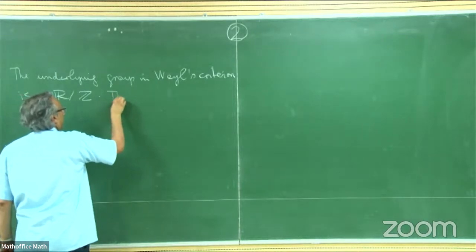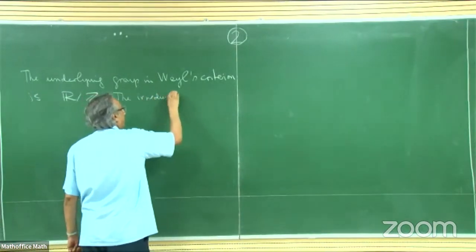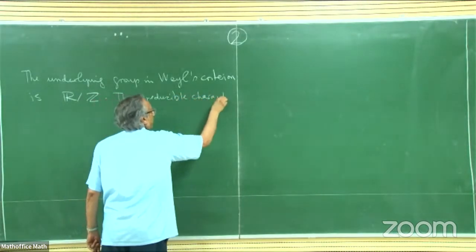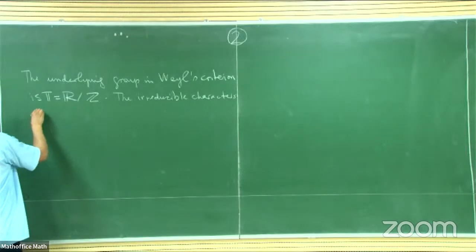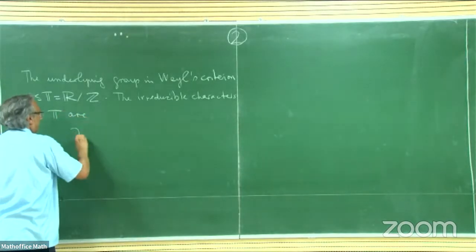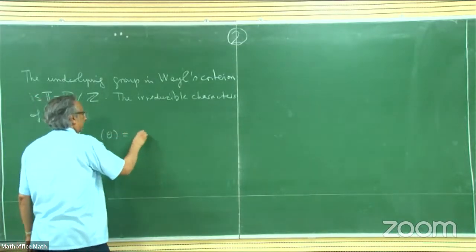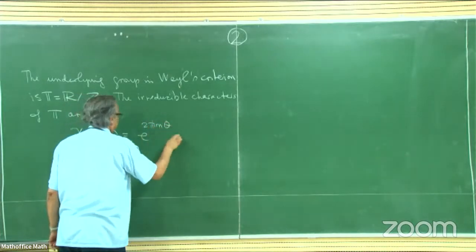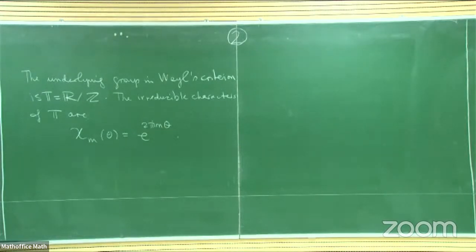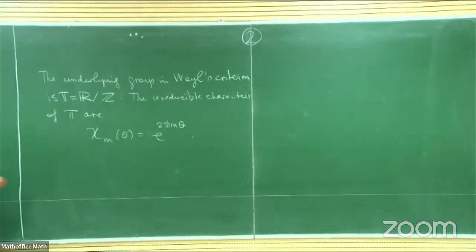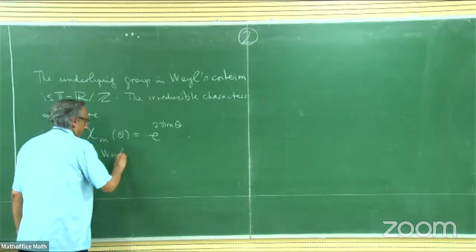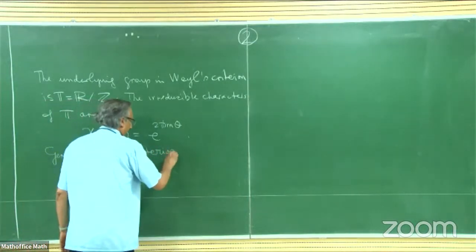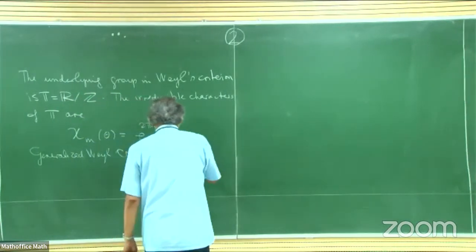And the irreducible characters of this group T, let's call this T, are chi sub m of theta equals e to the 2 pi i m theta. So these are your irreducible characters. And so one could interpret perhaps the Weyl criterion in a larger context. So there's a generalized Weyl criterion, which says basically, let G be a compact group.